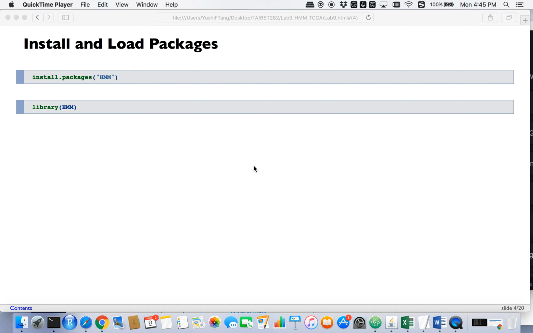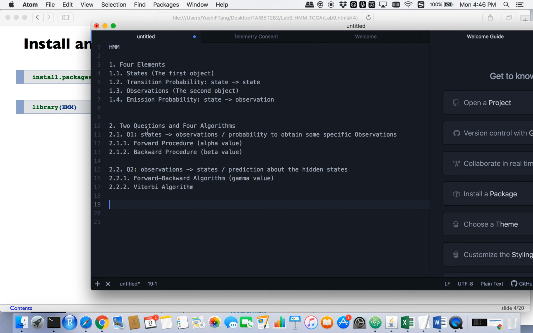Before we do so, please install the required package for the hidden Markov model in our session, which is the HMM. It's very useful. Briefly, I will throw you a black box first, which could do all our algorithms. We have touched on two types of questions and talked about four algorithms: the forward procedure, the backward procedure, the forward-backward algorithm. If you want to conduct the forward-backward algorithm, you have to get the result of the forward procedure and the backward procedure, and also the Viterbi algorithm.